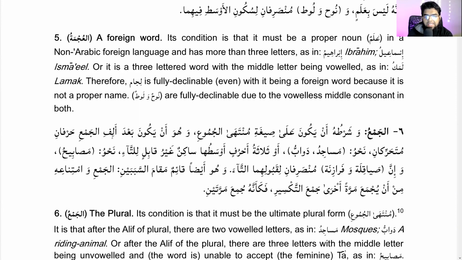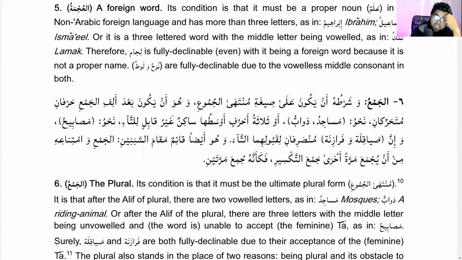وهو أن يكون بعد ألف الجمع حرفان متحركان. So how do you know what's the pattern? There should be an alif in between the word, and a minimum of 2 mutaharrik letters. So there's an alif in between and there are 2 letters after this. Nahu masajidu. So how do you know? Masajidu, alif and then 2 letters. See? Dawabun, alif and then ba, there 2.